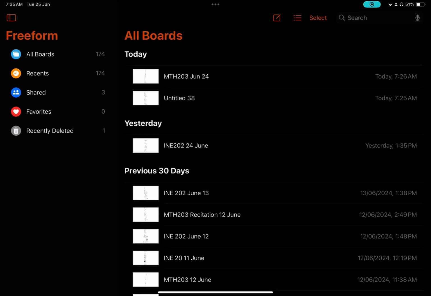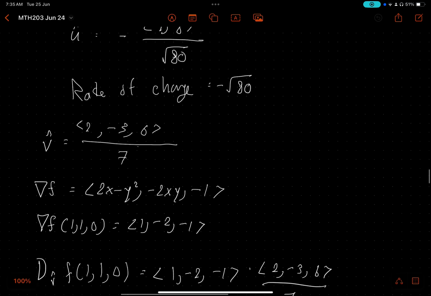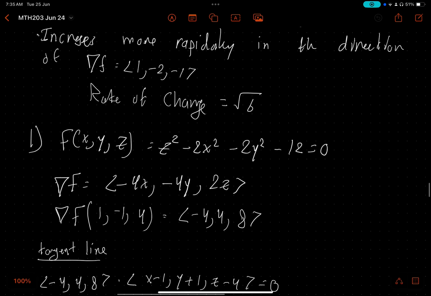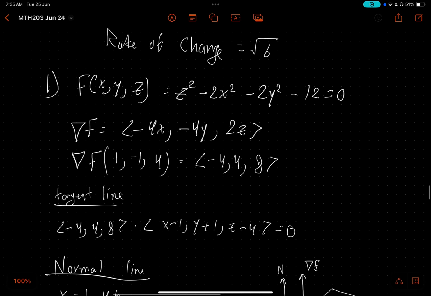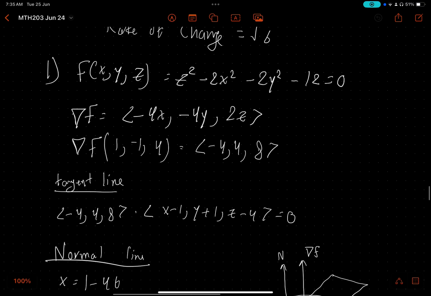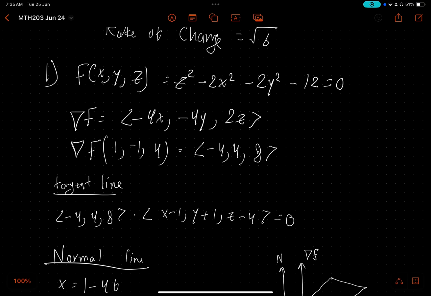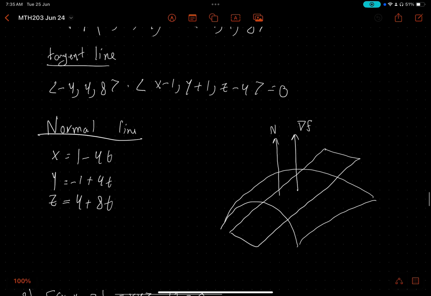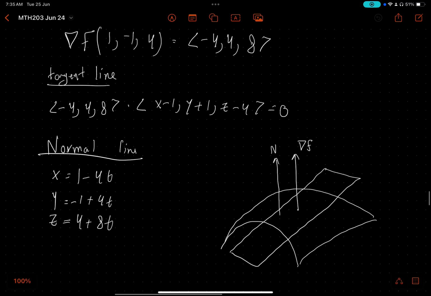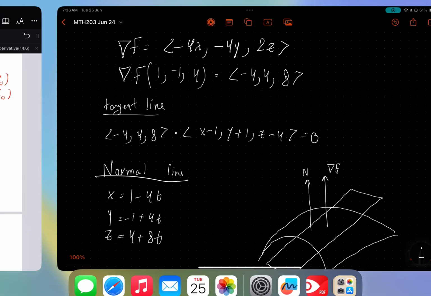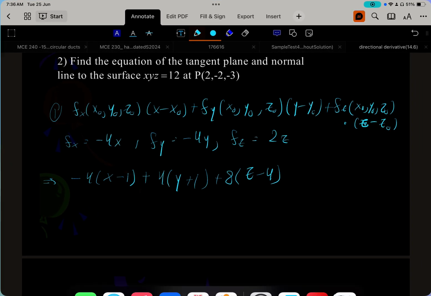Let's check. Okay, yes. So this is the picture. You can see that the gradient is also in the direction of the normal line. The vector here is minus 4, 4, 8. Okay, I think we got it.